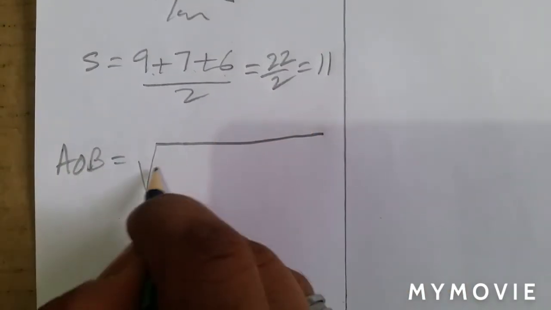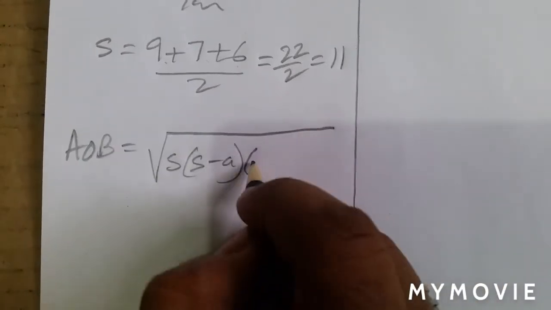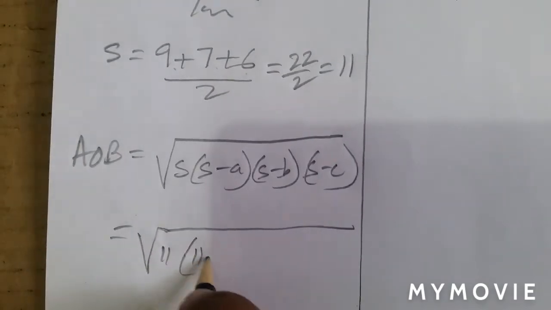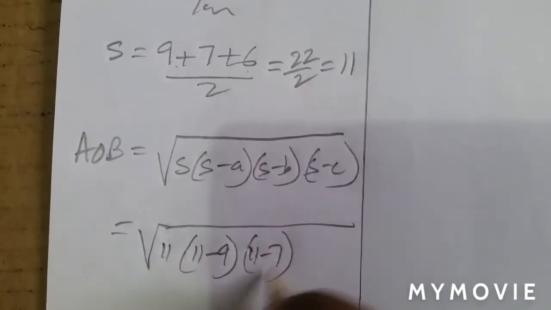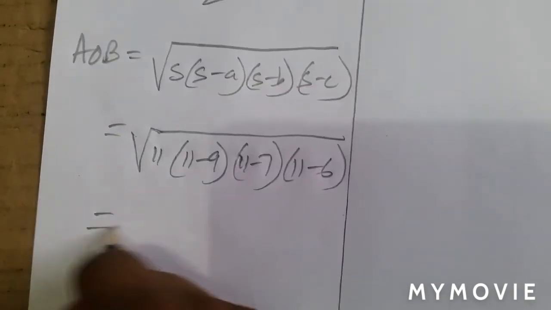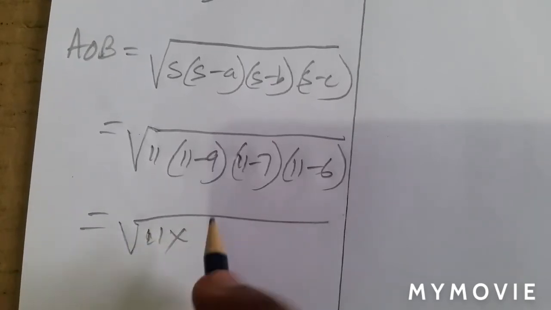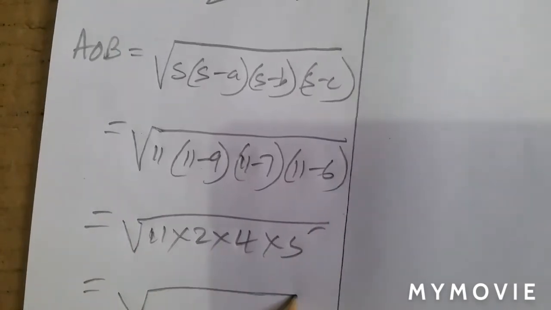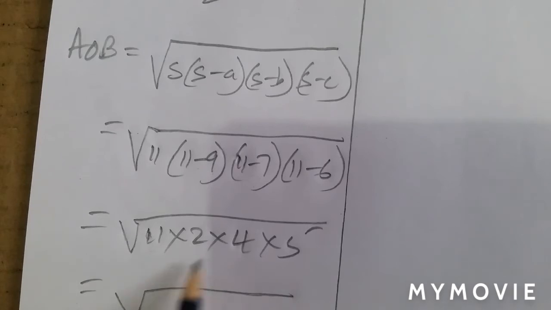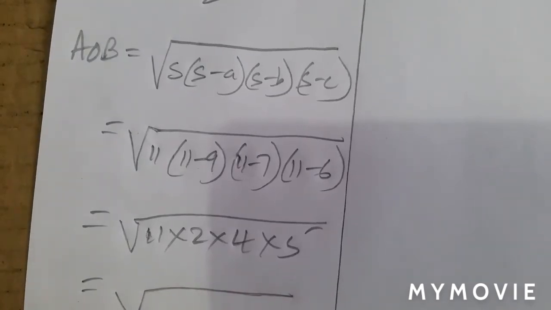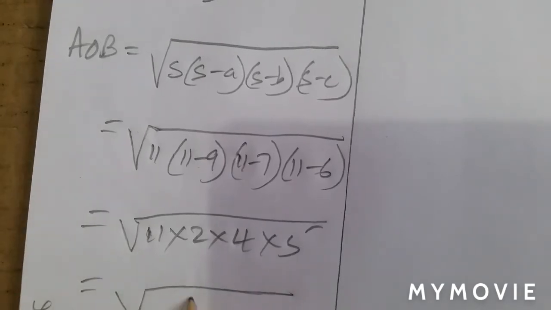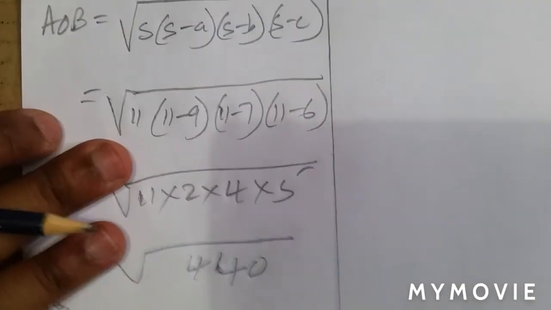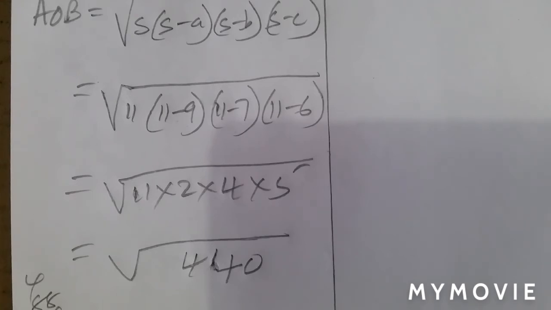So the area of the base, which is the area of the triangle, simply would be the square root of s times s minus a times s minus b times s minus c, which is the square root of 11 times 11 minus 9 times 11 minus 7 times 11 minus 6. So this would be the square root of 11 times 2 times 4 times 5, which is the square root of 440. Just working that out in my head, though the calculator is in my hand. So let's double check that one. I grabbed the calculator, and that's 440 for me. And the square root of 440.